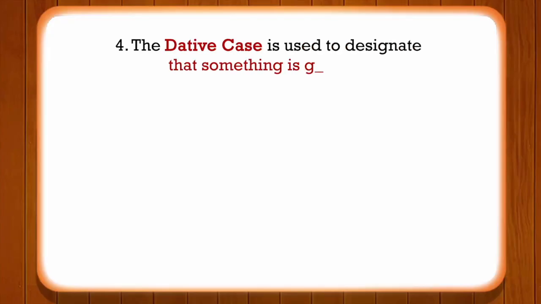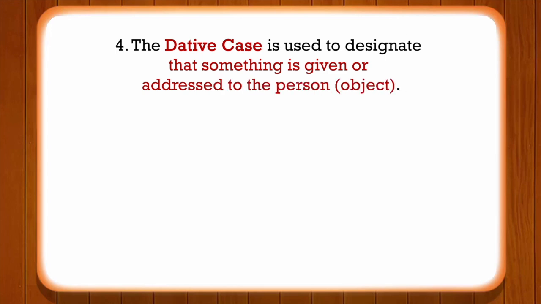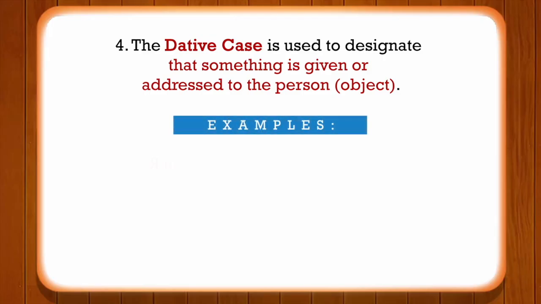Now let's go to the case which is known as the dative case. Dative case, or datelni padezh, is used to designate something which is given or addressed to a person or object. How do we understand such a case? Let's see some examples. Ya idu k vrachu. I am going to whom? I am going to the doctor.